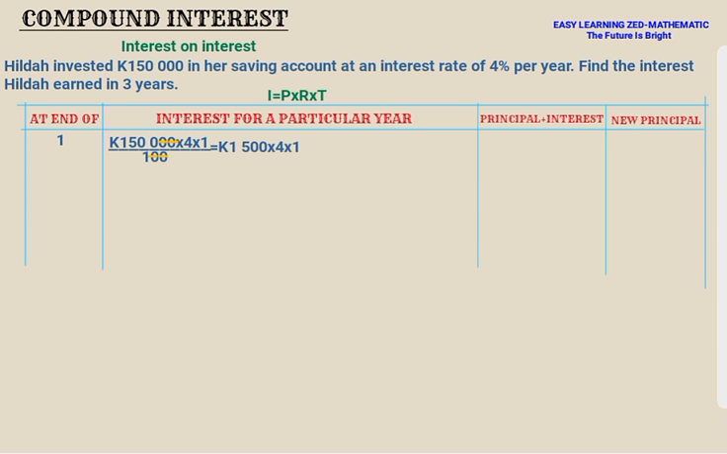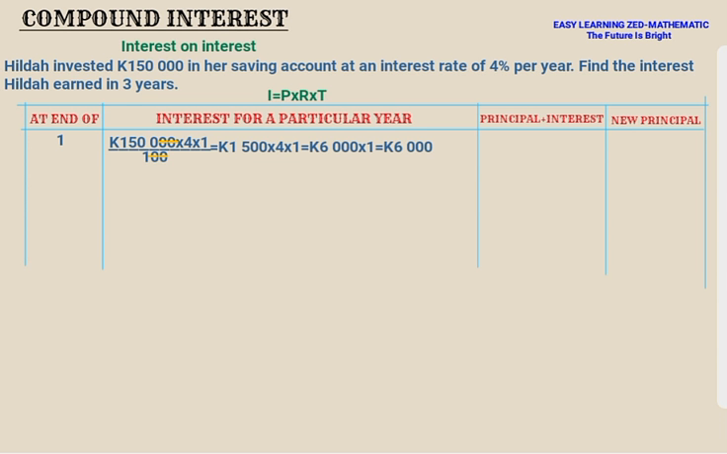So now we're going to start multiplying. 1,500 times 4 will give us 6,000, which we multiply by 1, so 6,000 multiplied by 1 will give us 6,000. So this is the interest Hilda made in the first year. Now what we want to do is find the new principal Hilda will invest in the second year.